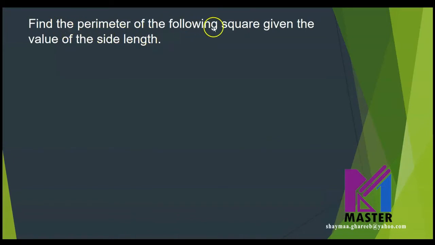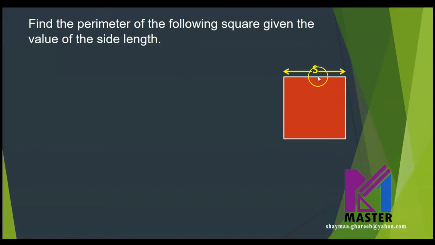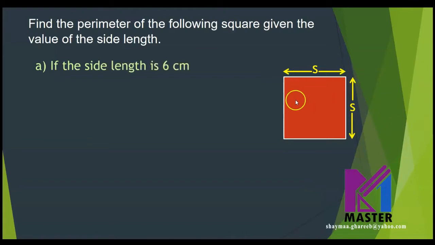Find the perimeter of the following square given the value of the side lengths. Here it is, the square, and this is one of its sides, another side, and we call it S. And as you know, all the sides in the square are equal in length.